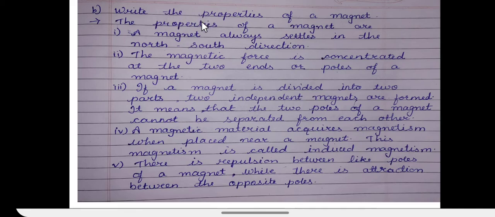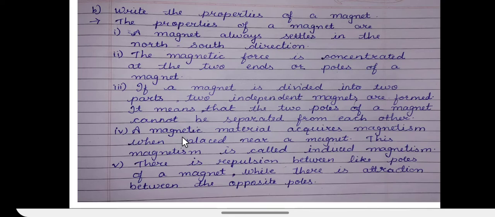B. Write the properties of a magnet. The properties of a magnet are 1. A magnet always settles in the north south direction. Point number 2. The magnetic force is concentrated at the two ends or poles of a magnet. Property number 3. If a magnet is divided into two parts, two independent magnets are formed. It means that the two poles of a magnet cannot be separated from each other.